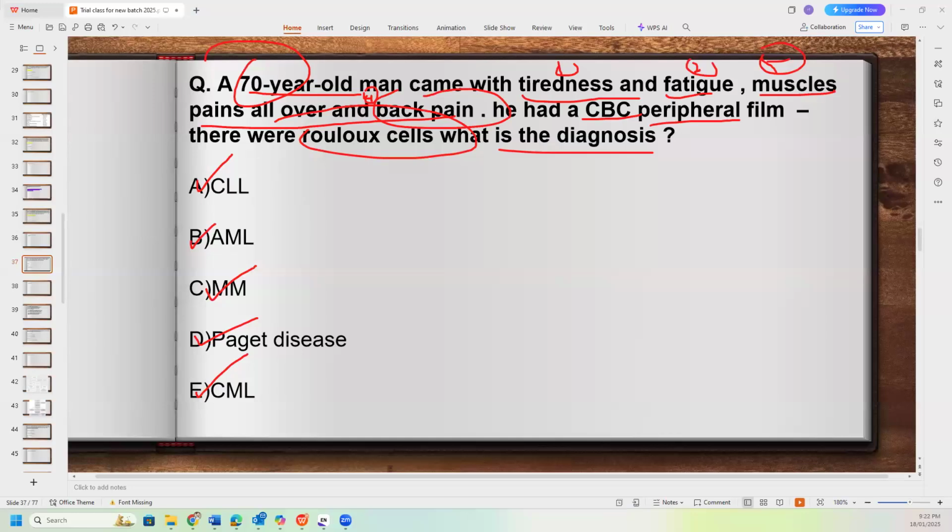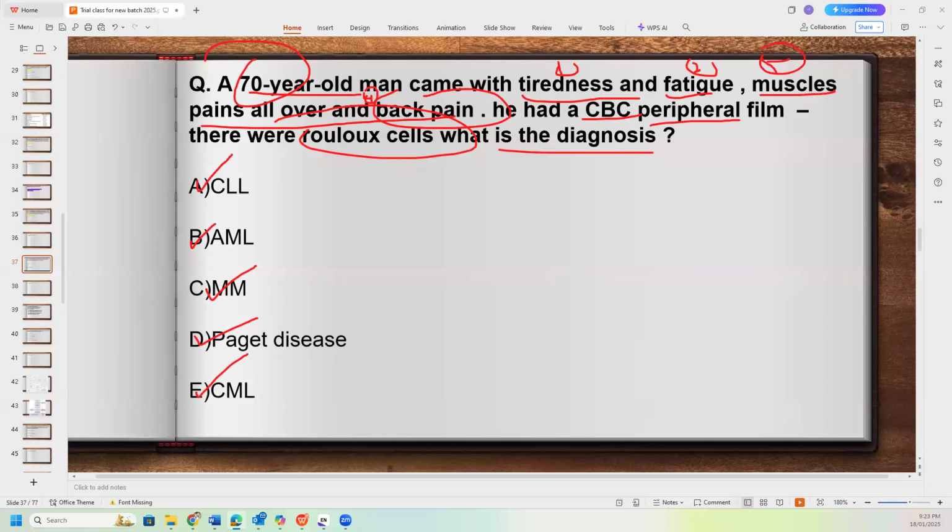So these rouleaux cells, let me just show you guys. Rouleaux, what's the spelling? These rouleaux cells, these are aggregations of red blood cells, and they are particularly common in which disease, guys? Very good. They are particularly common in multiple myeloma.